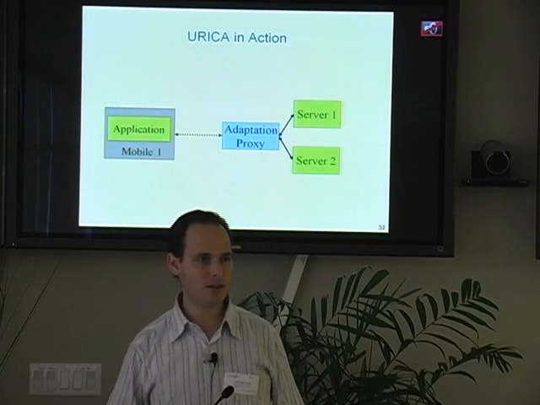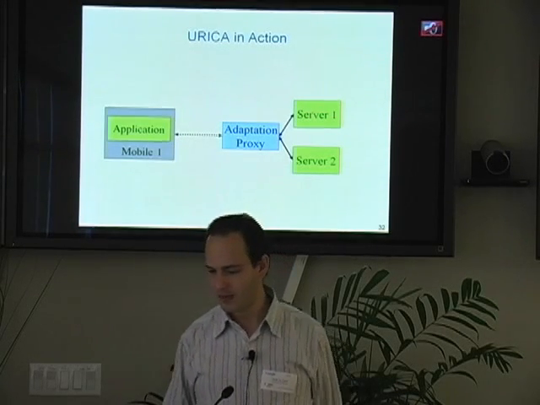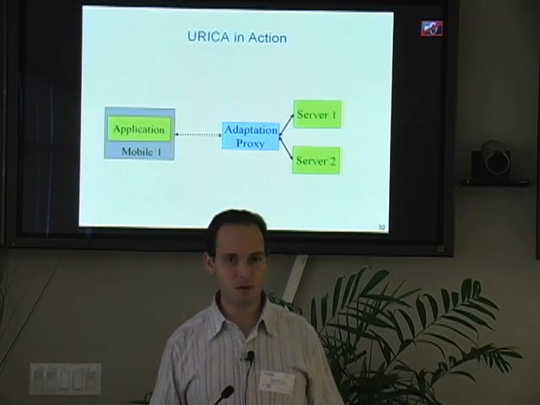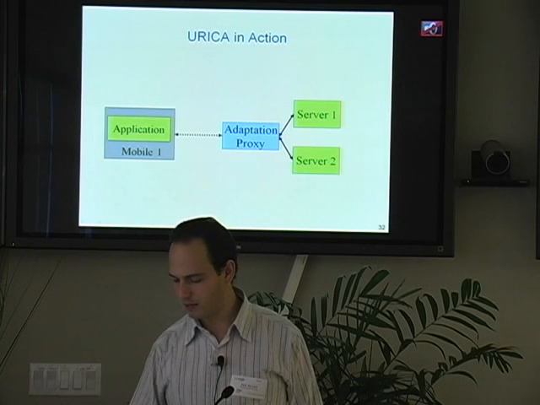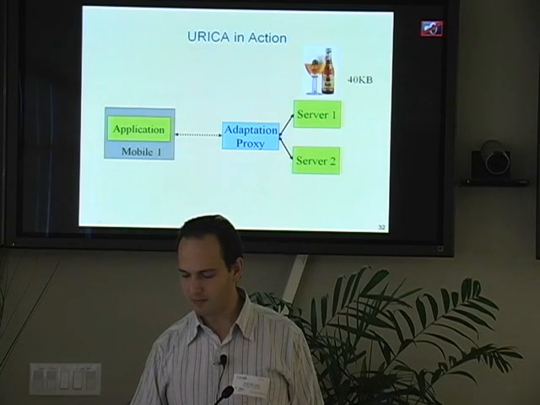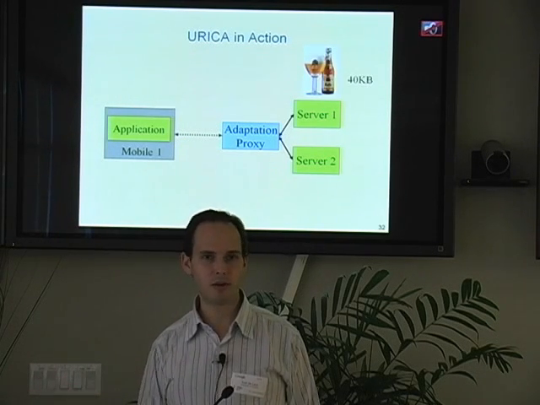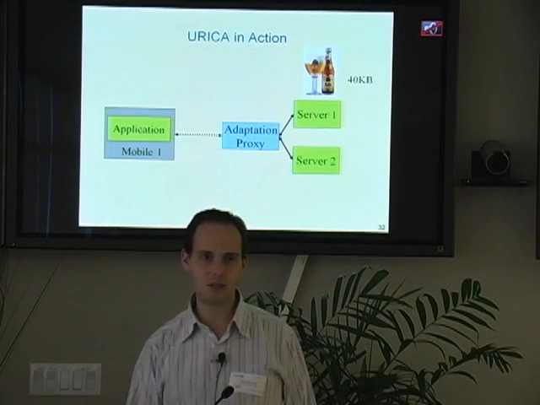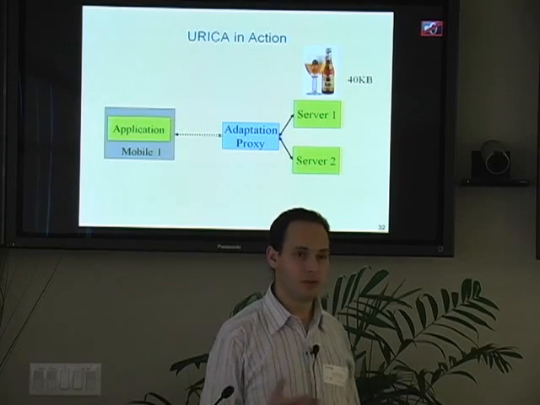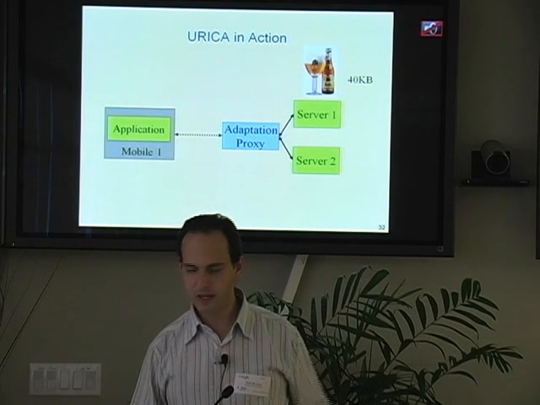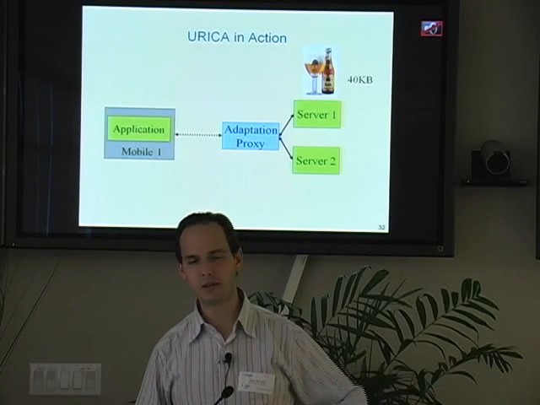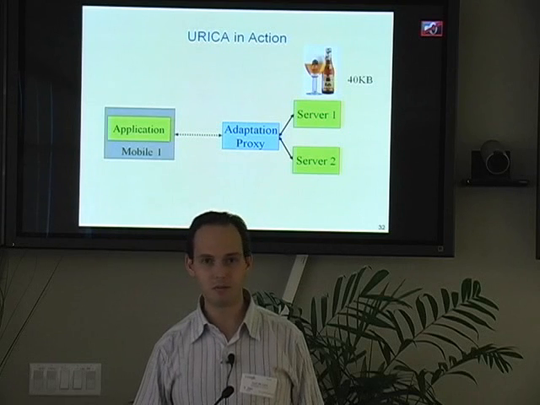So let me give you a very simple example of how this works. Let's assume that we have a mobile device that accesses the internet over some type of connection. The user downloads a page that has an image embedded in it. It is this particular image. The full fidelity version of the image is 40 kilobytes. So instead of accessing the website directly, the user actually goes through a transcoding proxy.